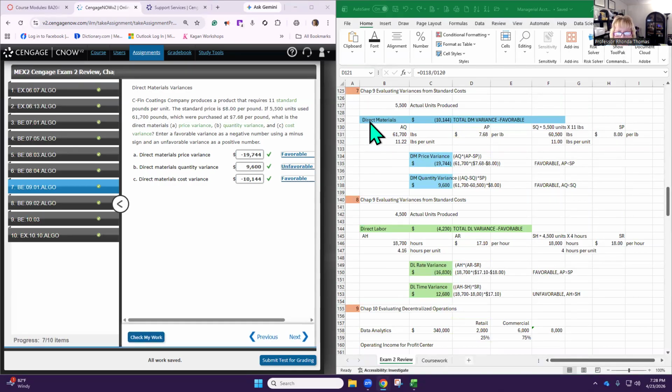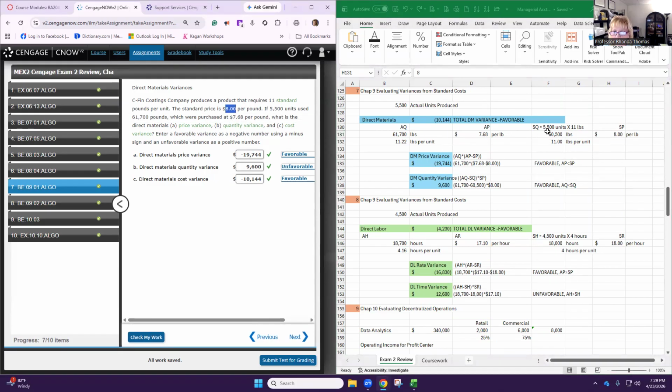When it comes to variances, this is direct materials variance. We're going to find the price variance first, and then the quantity variance, and then we're going to net these two. So we're starting here, okay, the actual quantity of direct materials. And by the way, 5,500 units is the number they produced. They used 61,700 pounds, I've got that there. Our price that we paid was $7.68. Okay. The standard price is $8, and it's up here.